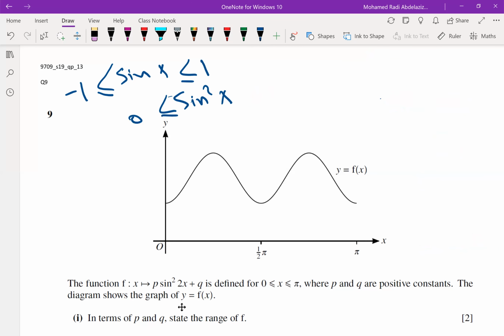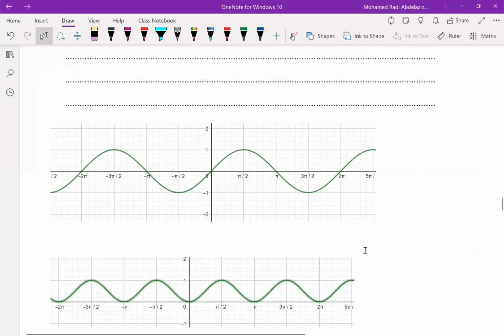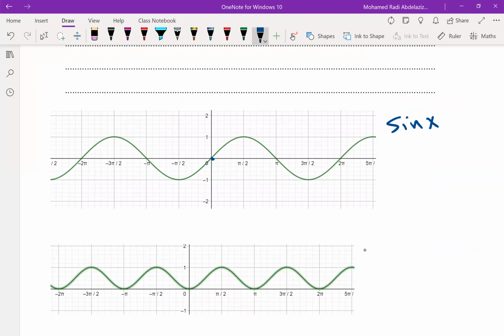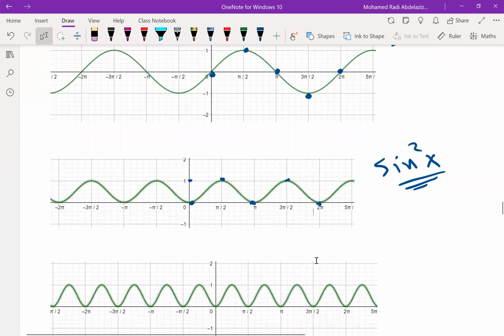I will show the curve now of sine x, then sine squared x, then sine 2x. This is the graph of sine x: from 0, 1, 0, -1, 0. It's a periodic, continuous function. To sketch only from 0 to pi. Now, look at this curve. It's the graph of sine squared x from 0 to 1. This is the range: 0, 1, 0, 1, 0, 1. This is the graph of sine squared.